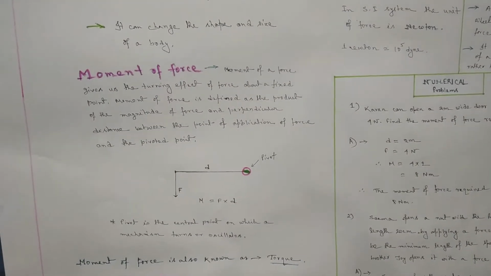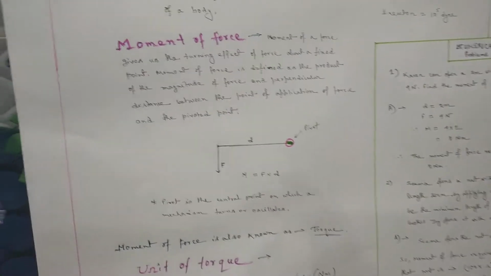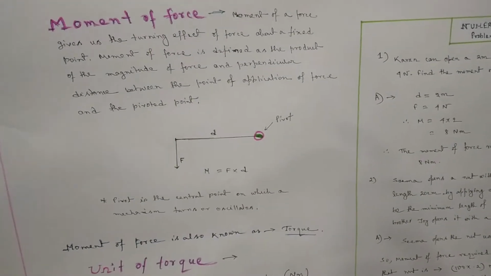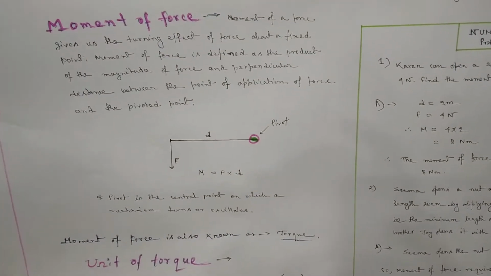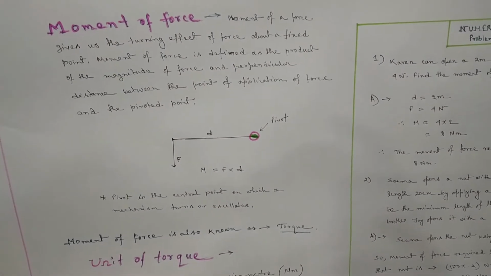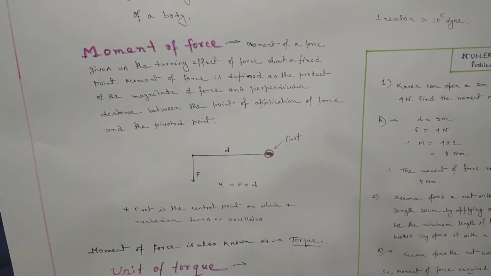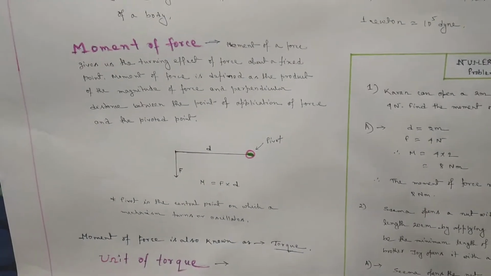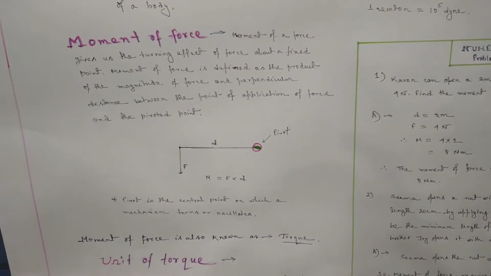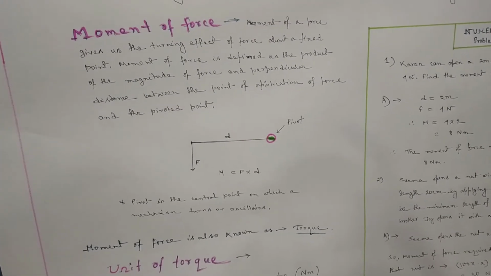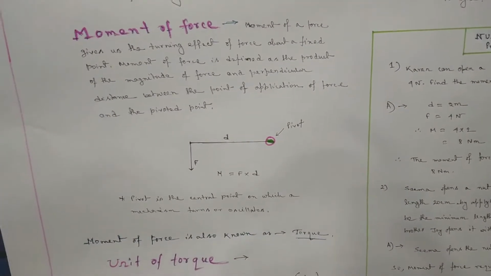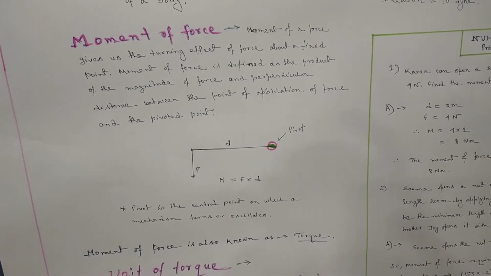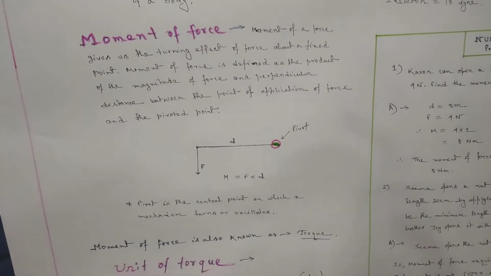Moment of force is calculated by the magnitude of force into the distance of the point where the force is applied from the pivot. Pivot means the fixed point. So moment of force is equal to the magnitude of force into the distance of the applied force from the pivot.